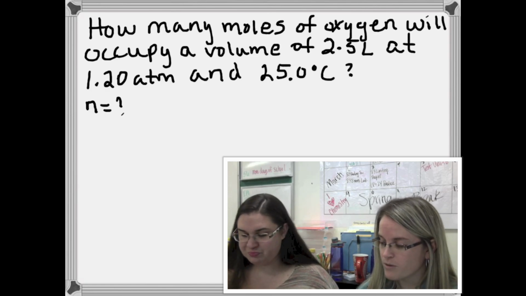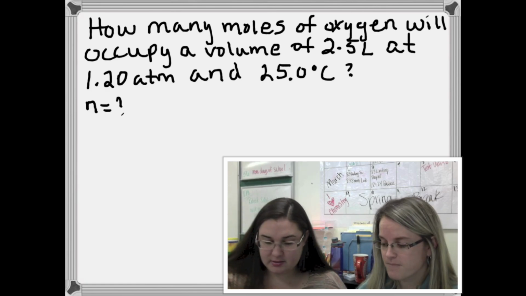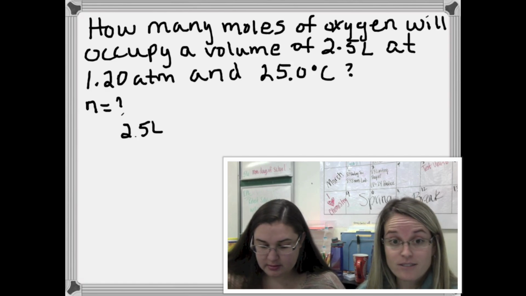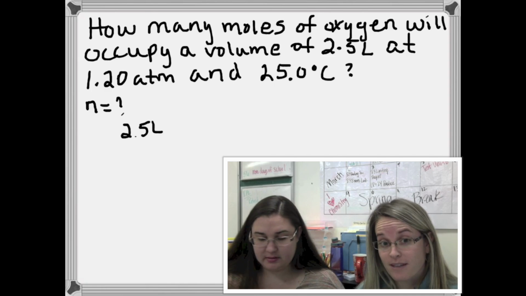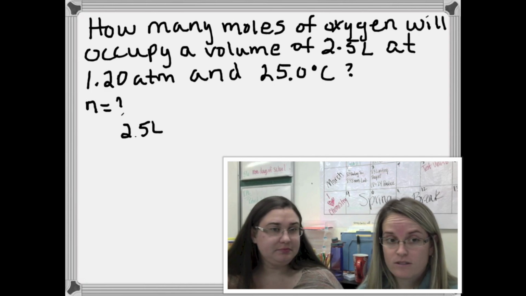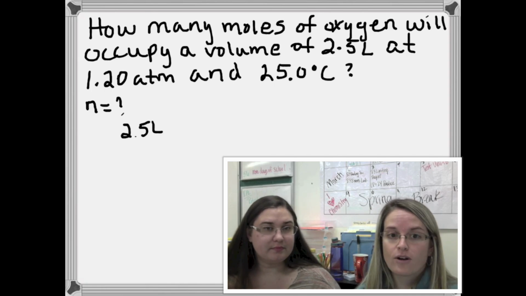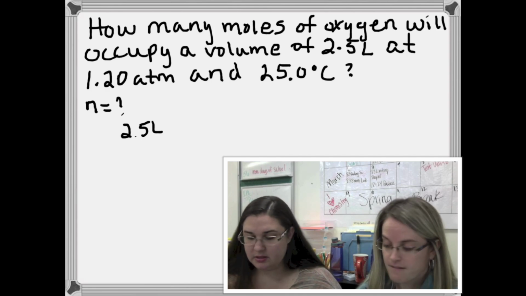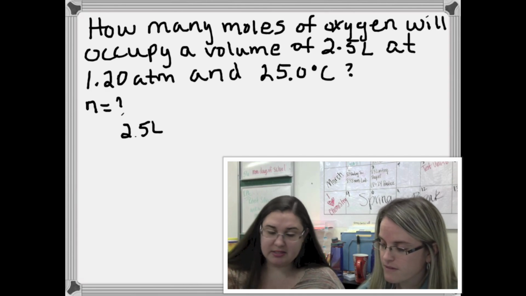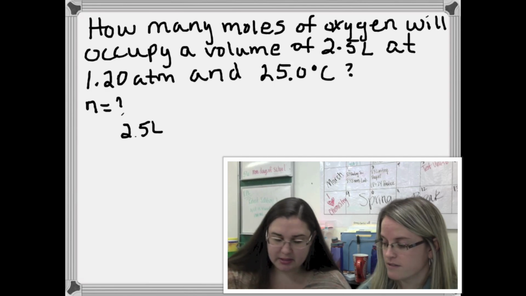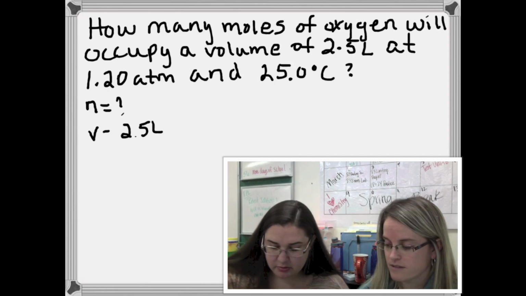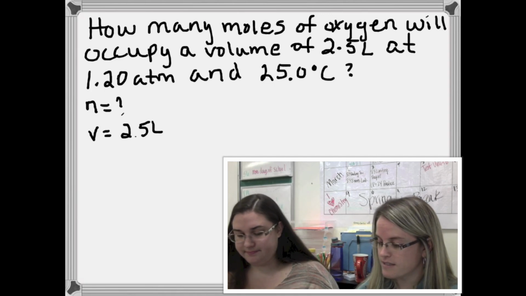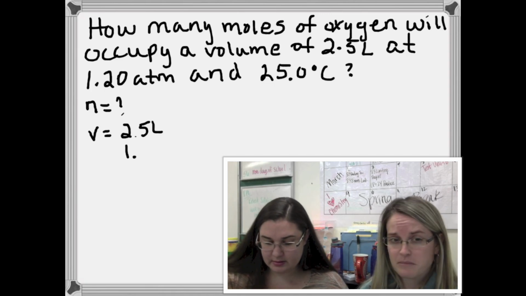Then they give me 2.5 L. What is L? L is for liters. And here's another important thing: when we're doing our calculations for PV equals nRT, your volume must be in liters. You can't do milliliters with this one. This one's pretty clear, though. It says occupy a volume of. But if it didn't tell you that was a volume, you should know because liters is volume. And then it says at 1.2 ATM.